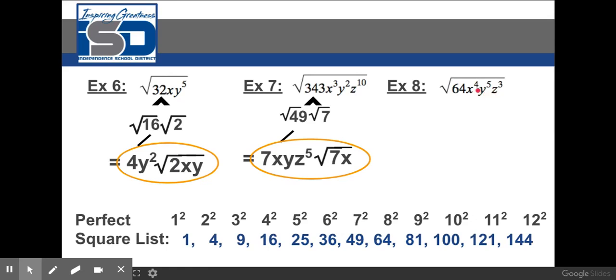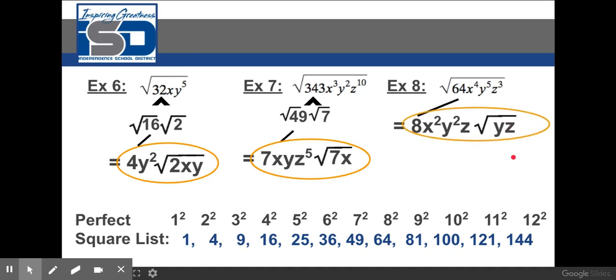Again, all I'm doing is dividing my exponents by 2 and taking that number that it divides evenly on the outside and keeping that as the exponent. And whatever's the remainder goes back on the inside. So for this one, square root of 64 is 8. We can take out 2 x's, 2 y's, and a z, and have only left over 1 y and a z.